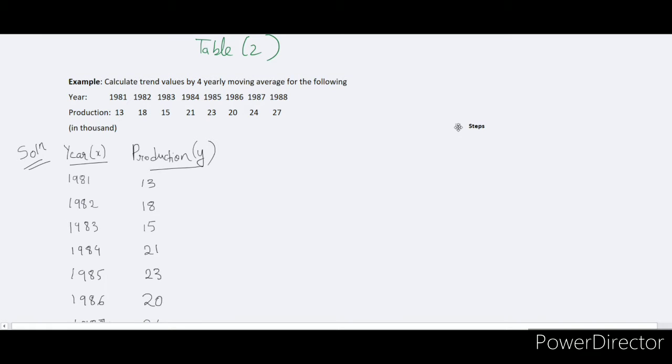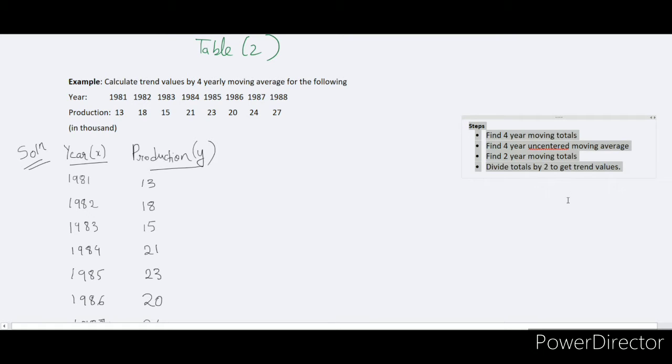So when using a 4-yearly moving average, as we've discussed the steps earlier, just remember these 4 steps. It makes it much easier to calculate the sum. Your first focus is to find 4-year moving totals. Next is to find the 4-year uncentered moving average. The third step is to find 2-year moving totals. That is where centering begins. Then you divide the totals by 2 to get the trend values. So you note down the X and Y values or the data as it is given.